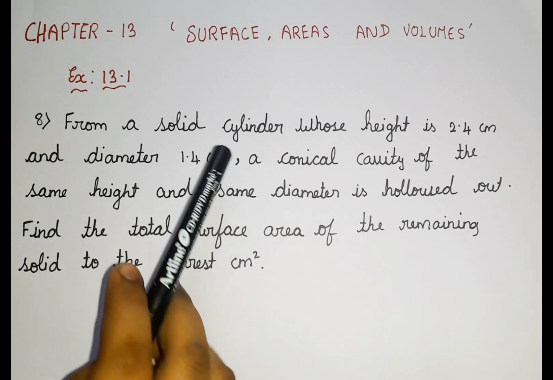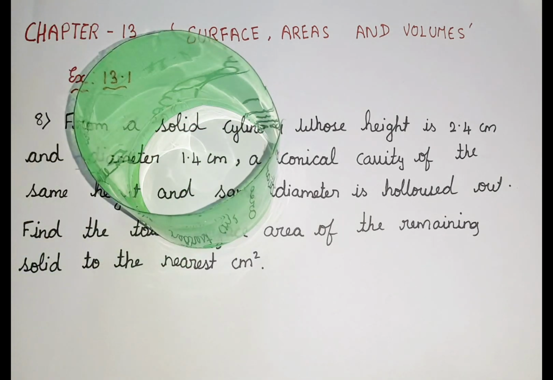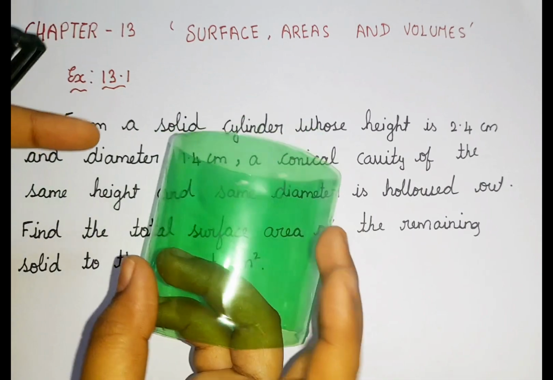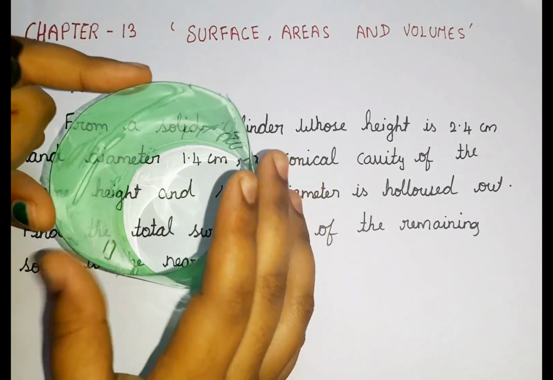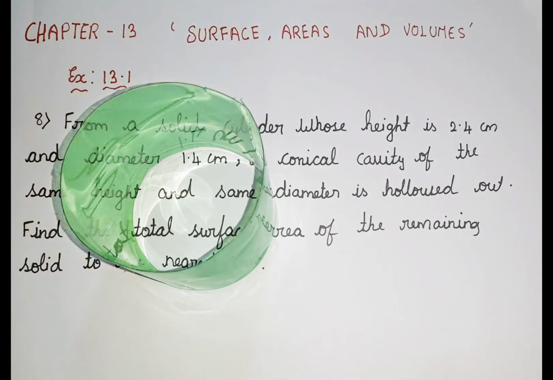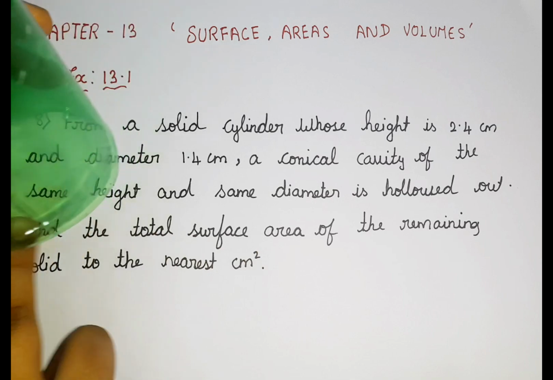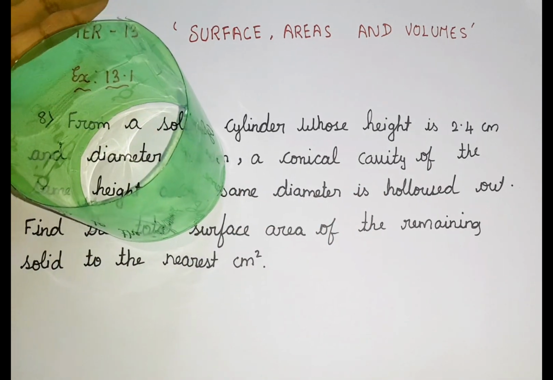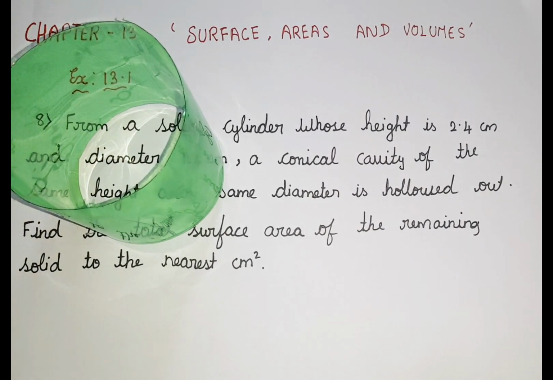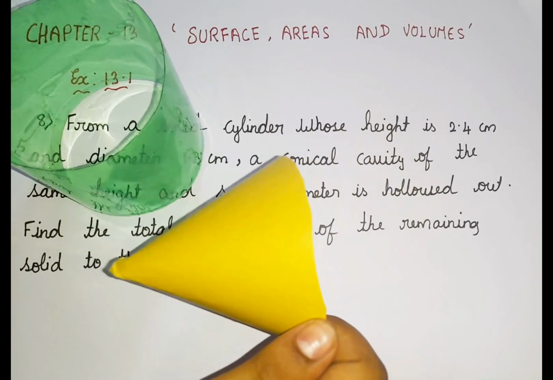Since you guys know there is a cylinder, let us take a cylinder. So here I have a cylinder. Do you guys think this is a cylinder? Of course this is a cylinder. So now I am just keeping the cylinder like this. In this solid cylinder, we know the height and diameter. So there is a conical cavity. Conical cavity means, you know, cone, right? Conical means cone. So let us take a cone. So here I have a cone.